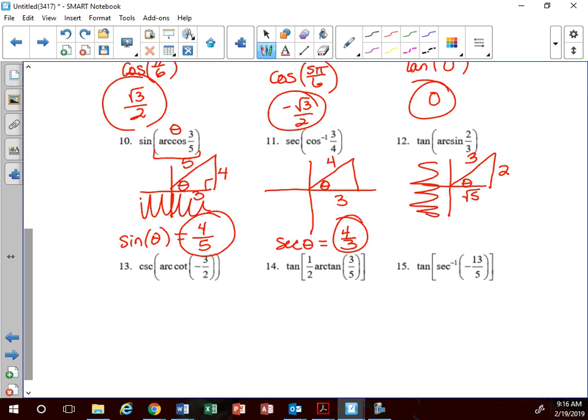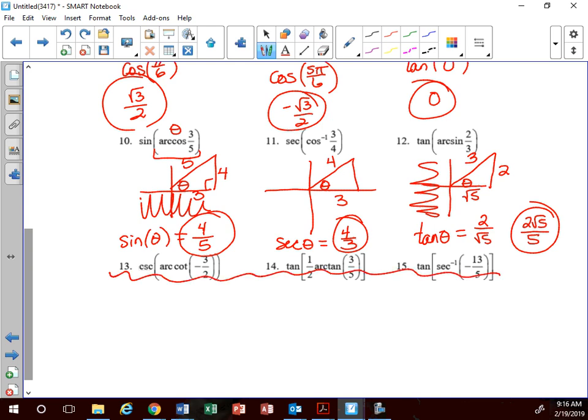So what is the tangent of my angle now? 2 over root 5, and if I rationalize that, I'd get 2 root 5 over 5, okay? All right, we're actually going to skip this last row. 13's fine, 14 and 15 are pretty tricky, so we're not going to think about them right now. Okay, so that's the end of your notes.